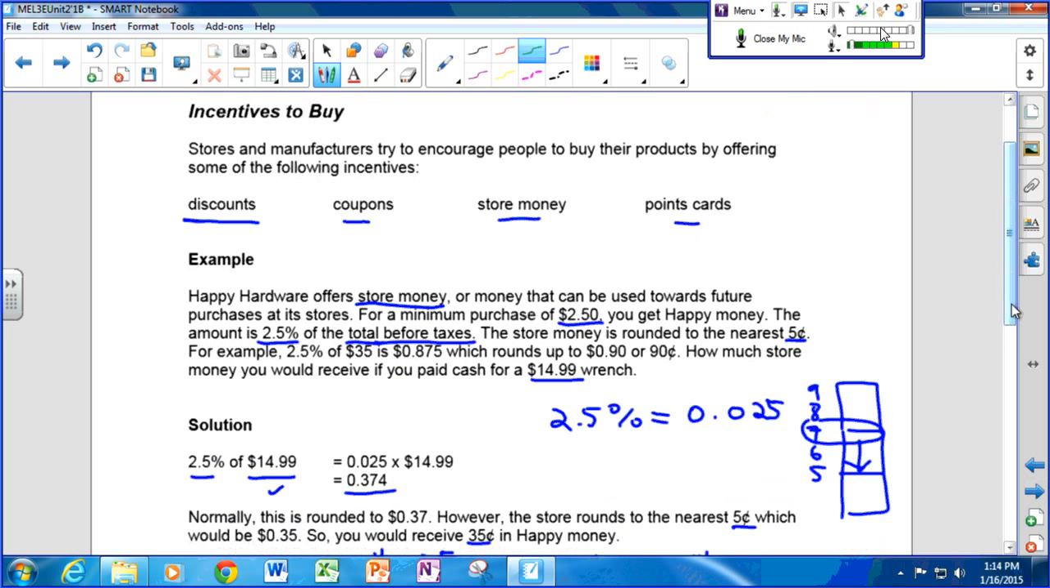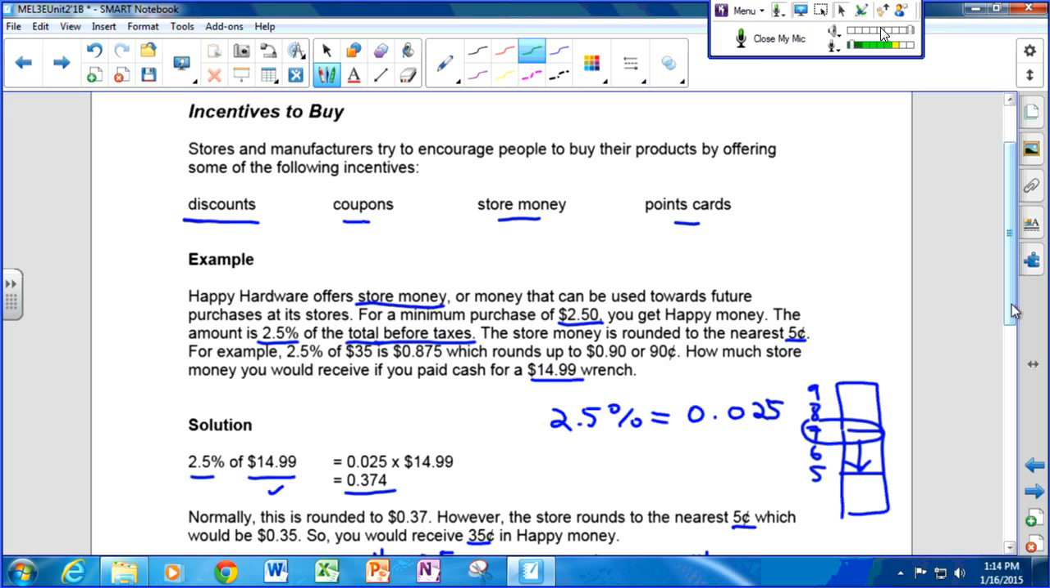Now, the other thing we looked at in Unit 2 was that the stores are always competing for your business, and even online now, they're always competing for your business. So they're trying different things. They're trying to induce you, to incentivize you to buy their product at their store, right?